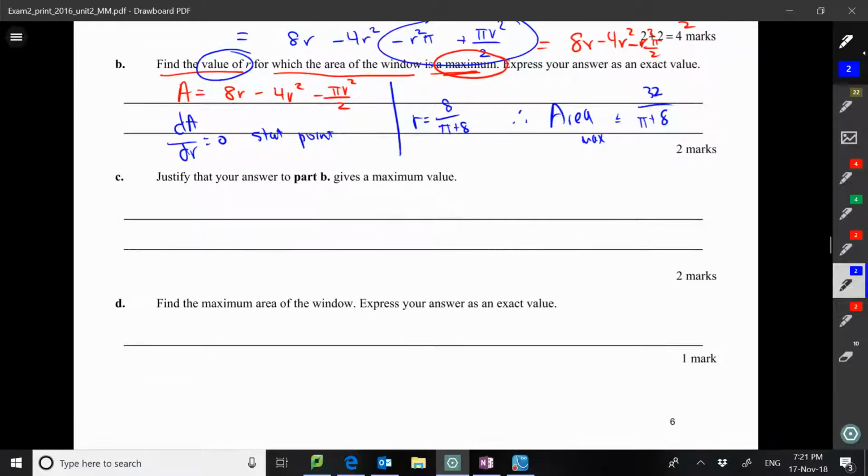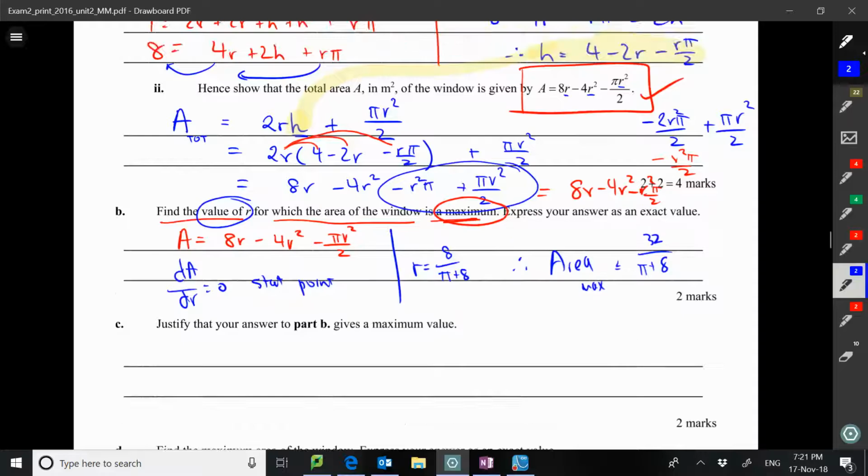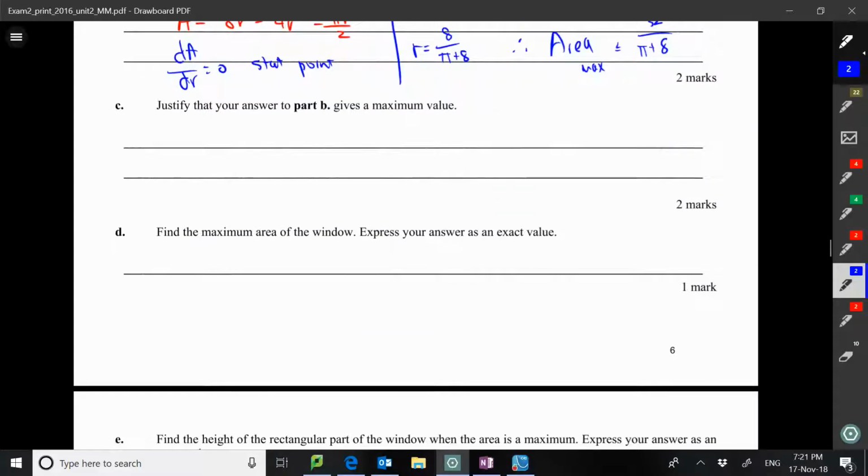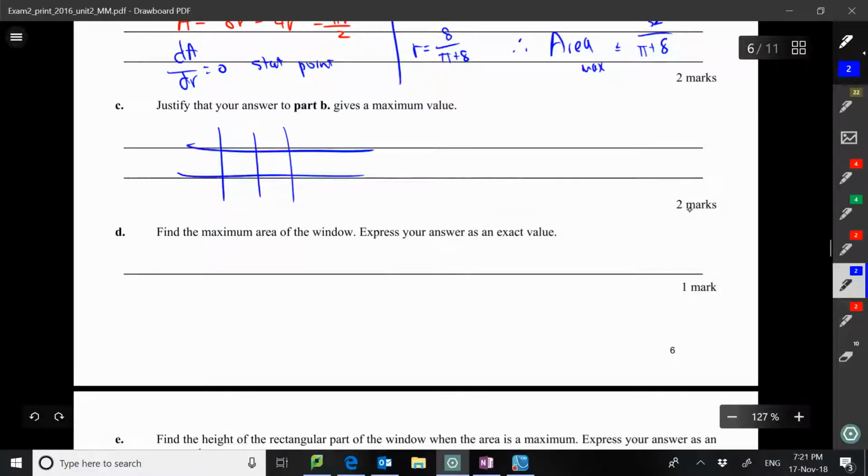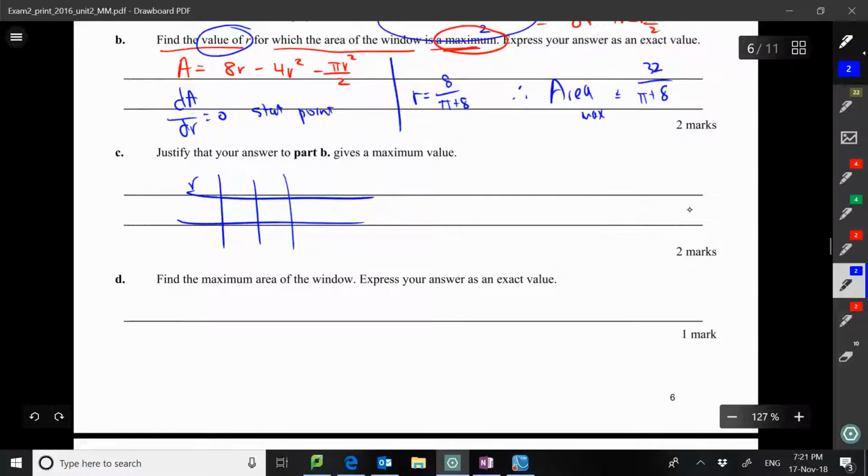Justify that the answer to part B gives a maximum value. Well, you can't justify by saying from the graph. You actually now have to use a sign diagram. So using a sign diagram, when this is r, you've got r is equal to 8 over pi plus 8. And you know the gradient is 0, so dA/dr is the gradient. It's 0. Now you just got to pick a number before and after.